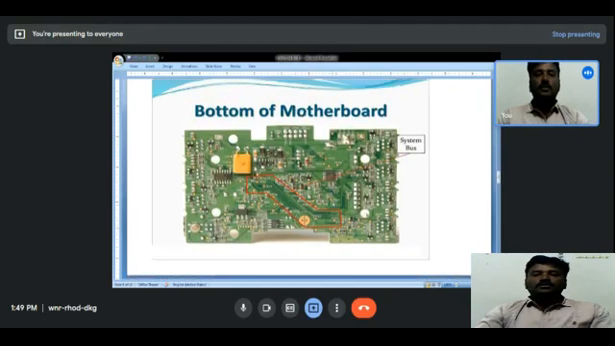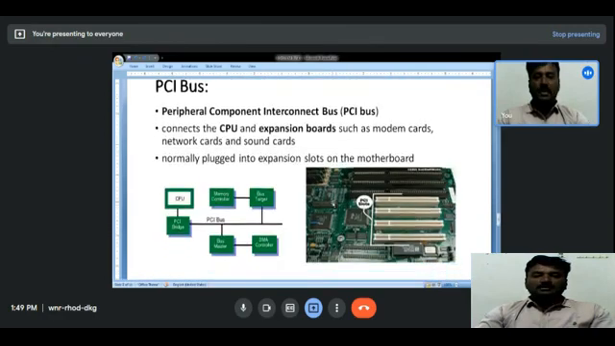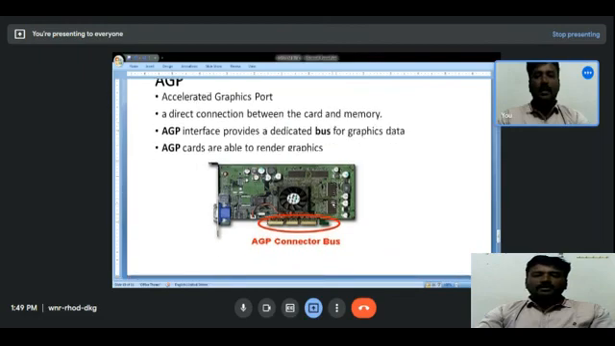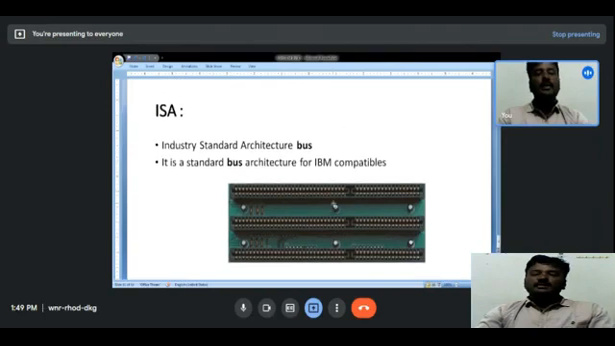So we have seen these three: SATA, PCI bus, AGP, and ISA. So these are all the basic things you need to understand while you are dealing with what is meant by bus architecture. In this session, we have seen the different types of bus transmission, bus architecture, and what are all the features of buses.